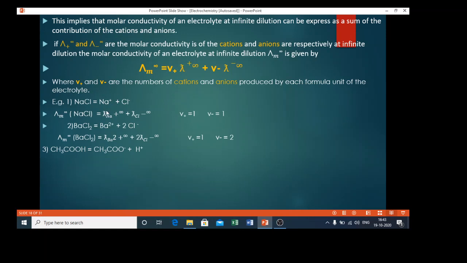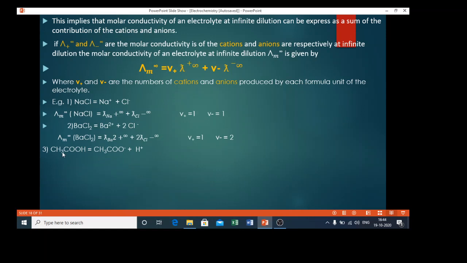Now another example, barium chloride. Here BaCl2 dissociates as Ba2 plus and 2Cl minus, so there are 2 moles of Cl minus. The molar conductance at infinite dilution of barium chloride is equal to the molar conductance of the cation, Ba2 plus, at infinity, plus 2 lambda Cl minus infinity. Here V minus is equal to 2.